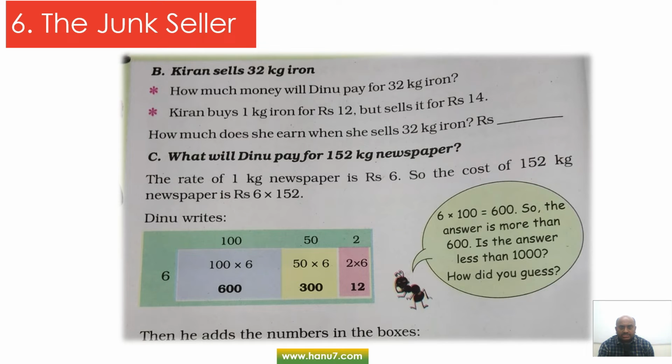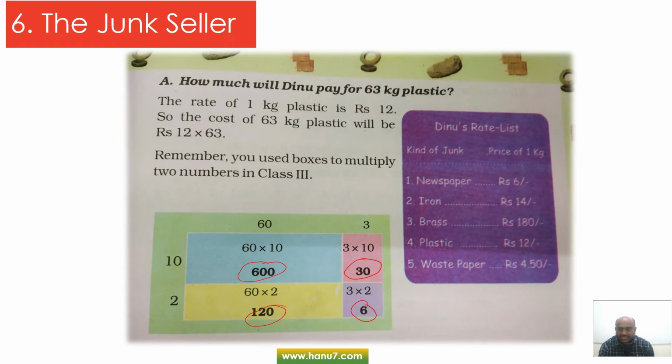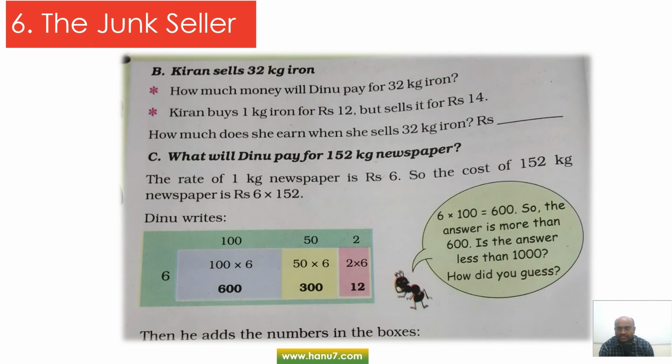So how much money will Dinu pay for 32 kg iron? So what is the iron rate? 14. Okay, so 32 into 14 will be the answer. If you want, you can calculate with the help of that box method. 32 into 14, I will write down the direct answer here. It is 448.